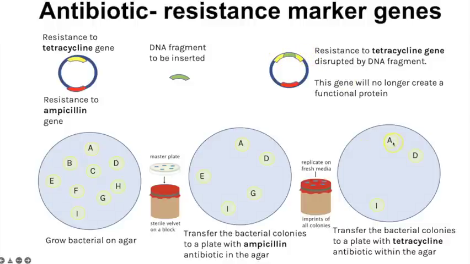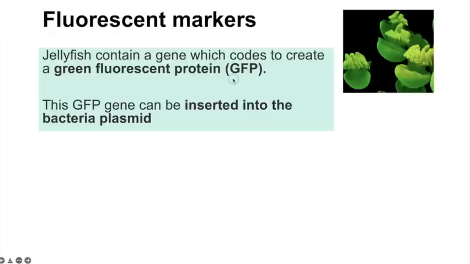So that means colonies A, D and I do have a plasmid, but because they can grow on tetracycline, they must contain the original plasmid because the gene is still intact and therefore they're resistant to tetracycline. Now, colonies E and G survived on ampicillin but were killed on tetracycline. So that means colonies E and G must contain the plasmid of interest because they are resistant to ampicillin, but they're not resistant to tetracycline. And that is how we use those antibiotic resistant marker genes.